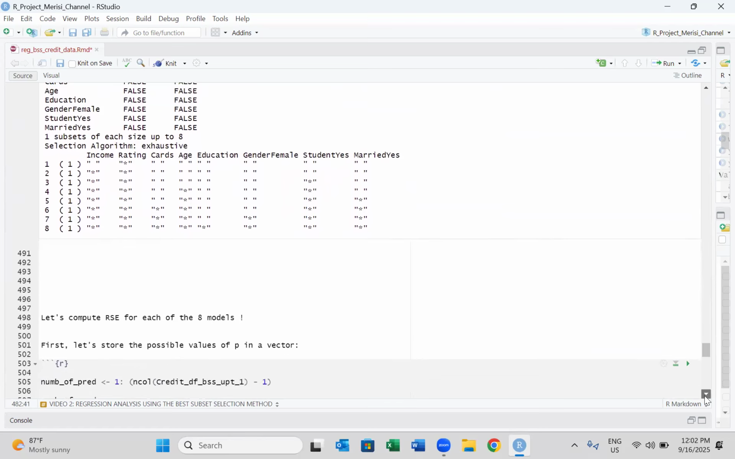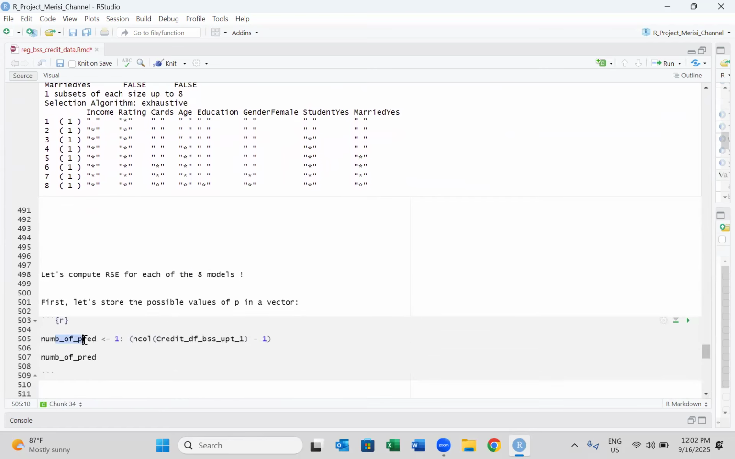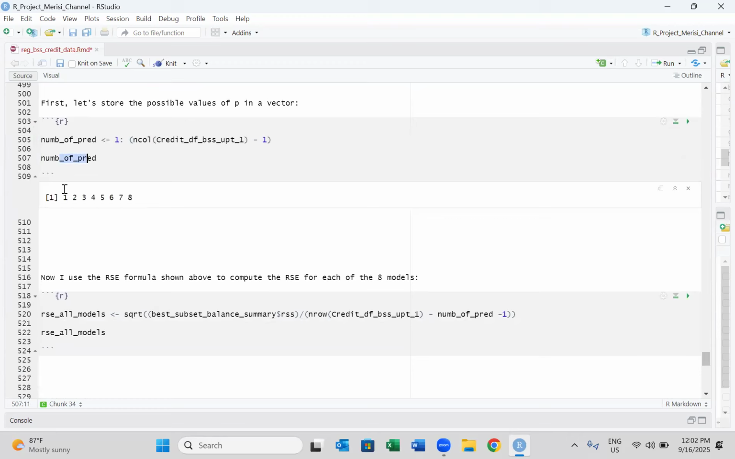To compute RSE, I'm going to start by creating a vector with all the possible numbers of predictors. So we are considering predictors from 1 to 8: 1 predictor, 2 predictors, 3 predictors, up to 8 predictors. I'm going to create a vector to store those numbers. And now I'm going to create an expression to compute the RSE for each model. This variable, RSE for all models, is going to store the RSE for the best model of size 1, the best model of size 2, and so on and so forth.